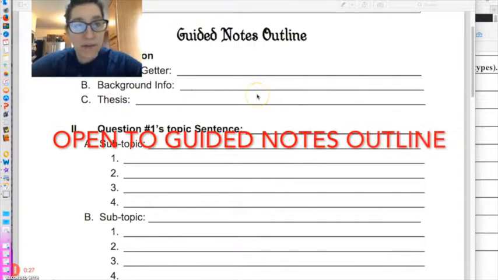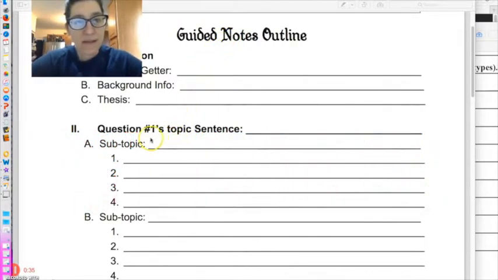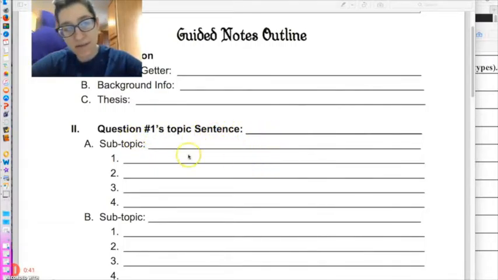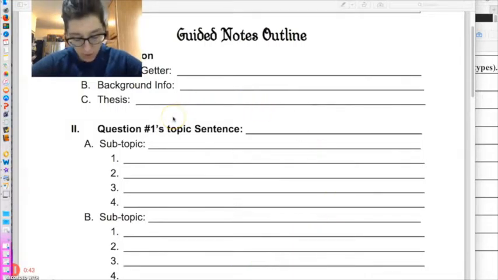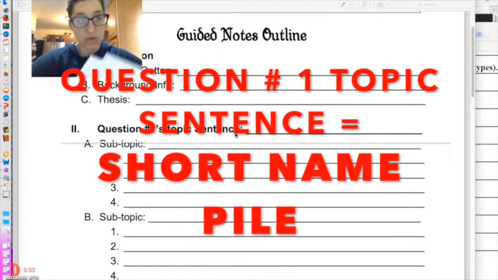Once you have that, you're going to want to open to your research packet, the green one, and toward the back you're going to see guided notes outline, which you can see I have up here. So we're going to be tackling the big part of the outline, which is question number 1's topic sentence, question number 2's topic sentence. These are actually going to be your note cards. So the first thing that you want to do is when you look at your note cards, it says question number 1's topic sentence. Well, this is actually your short name.